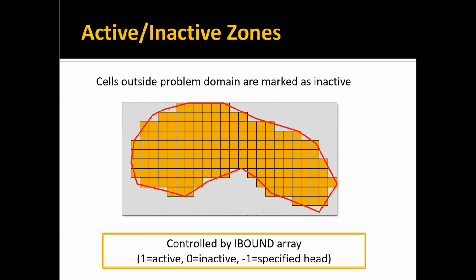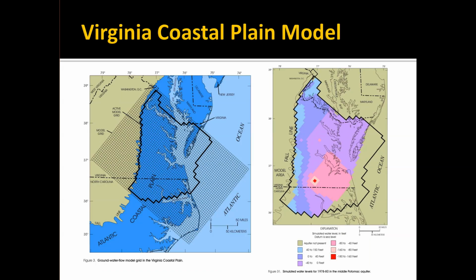So you would use this to identify cells associated with a very strong source or sink, like a large river or a lake, which can be simulated using a specified head boundary condition. So here are some examples. This is a model that I worked on with my colleagues at Aquaveo.